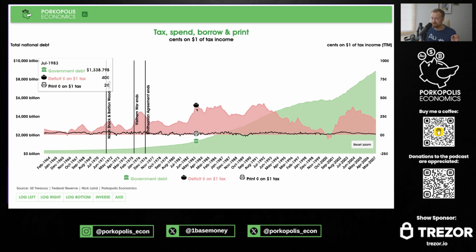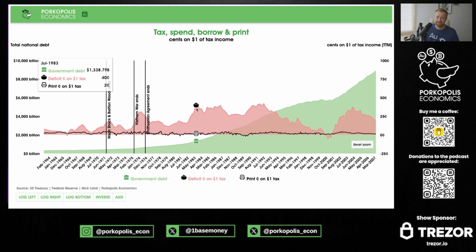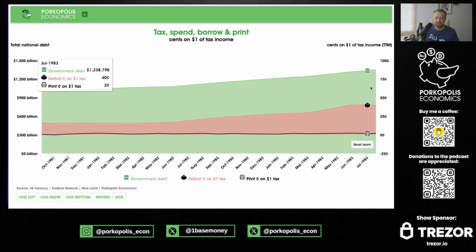$1.40. So the deficit is 40 cents, right? For how much you spend beyond taxes, that's the deficit. And practically speaking, that is also the increase in the debt, right? And as you can see, the debt, let's zoom in to show you. July 1983, the debt was $1.34 trillion. And if you started August 1982, $1.12 trillion. So an increase there of roughly $200 billion that year. And that was on the dollar received in taxes, a 40 cents on the dollar increase.